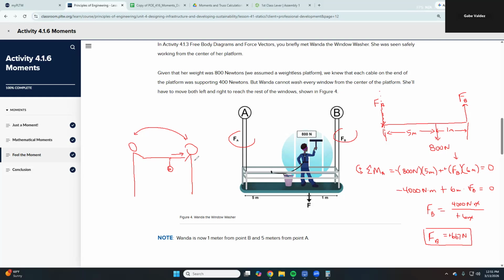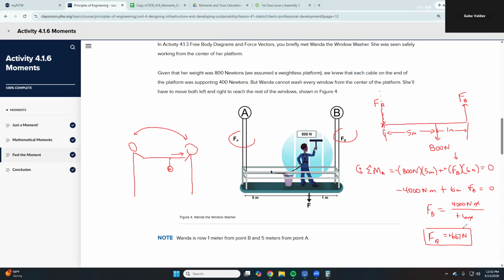So the closer Wanda is to this force, this person over here is going to feel more force. So it's not split in half if she is not in the middle. When Wanda is off center and more to the right, the tension in this member B here is greater than if she was on the left, or than if she was in the middle rather.